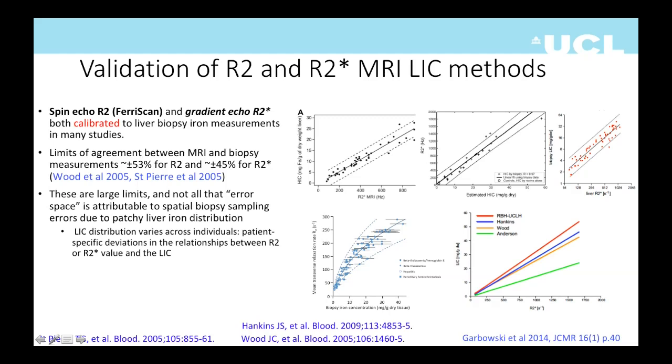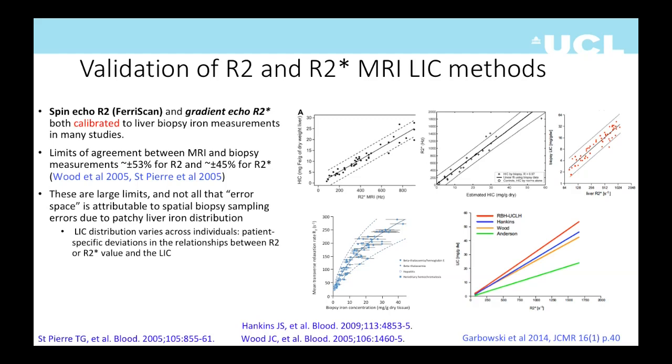John Wood and Tim St. Pierre have calculated how the MRI measurements agree with the biopsy measurements. Actually this agreement is quite broad, because it's plus minus 50% for the Ferriscan, plus minus 45% for the R2 star in these two studies. That's quite a large limit. You can think that, for example, 150 hertz on Ferriscan on average means something like 12 milligrams per gram dry tissue, but in the population it could be anything from, let's say, 7 to 20. So this is a large error space.